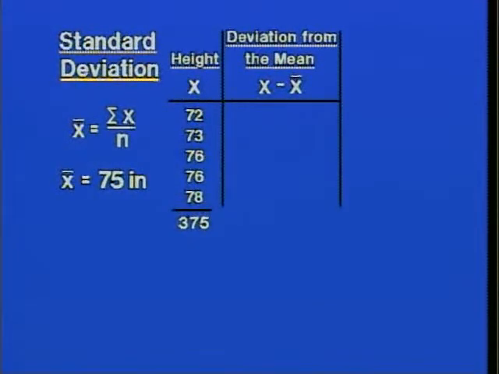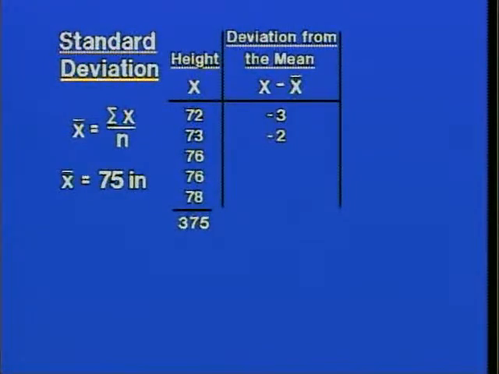Now we can begin to fill in the next column, the x minus x bar. X minus x bar for the first item would be 72 minus 75. 75, you see, is x bar. So 72 minus 75 is negative 3. For the next item it would be 73 minus 75, or negative 2.